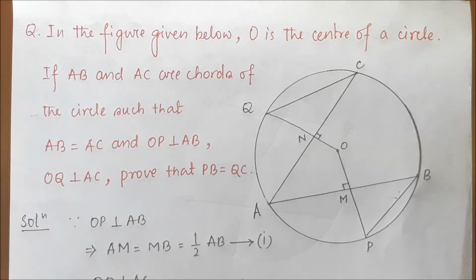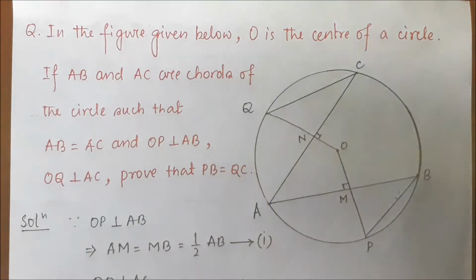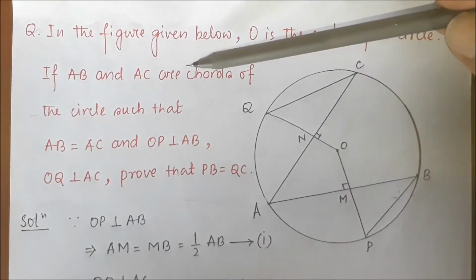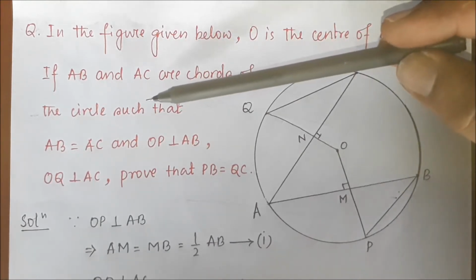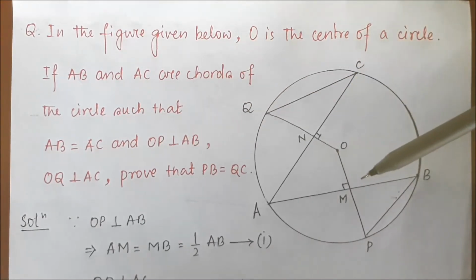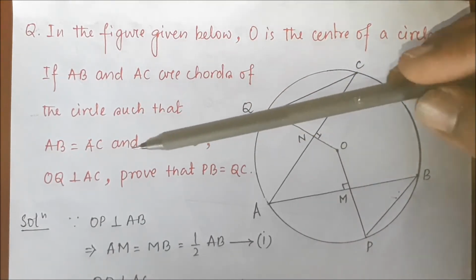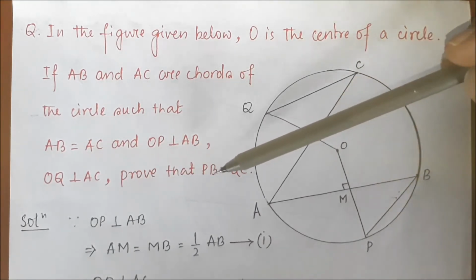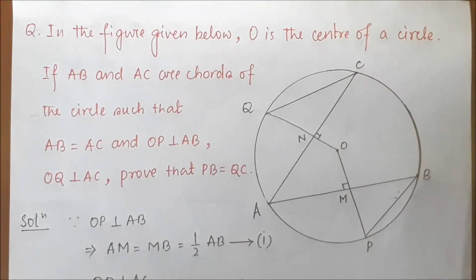So our first problem for the day is, in the figure given below, O is the center of a circle. If AB and AC are chords of the circle such that AB equals AC, and OP is perpendicular to AB and OQ is perpendicular to AC, we need to prove that PB equals QC.